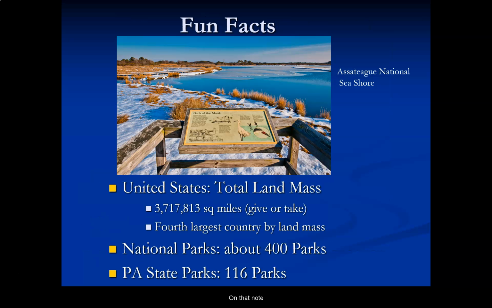On that note, I'd just like to add a few fun facts about the United States. The United States has a total landmass of about 3,717 square miles, give or take a few thousand, and it's the fourth largest country by landmass in the world. So long story short, the United States has a lot of land. And, as we see here, a lot of parks.